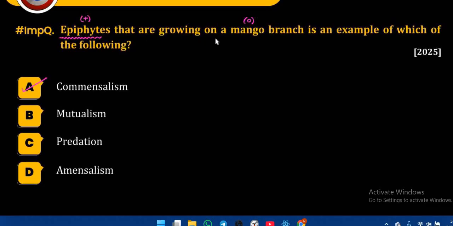Epiphytes that are growing on a mango branch are an example of which of the following? Option A, commensalism. This question came in 2025.